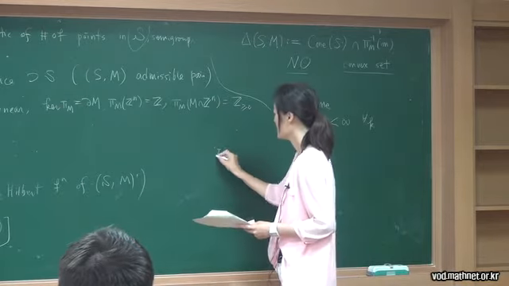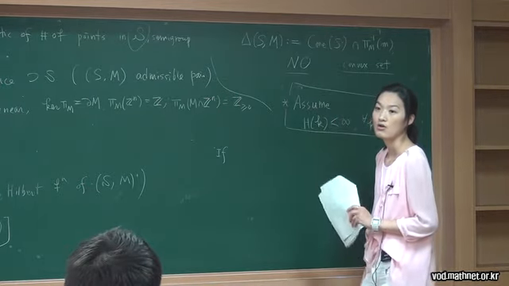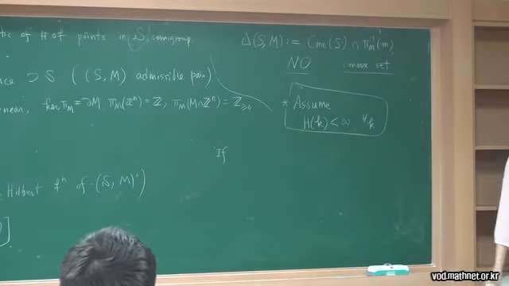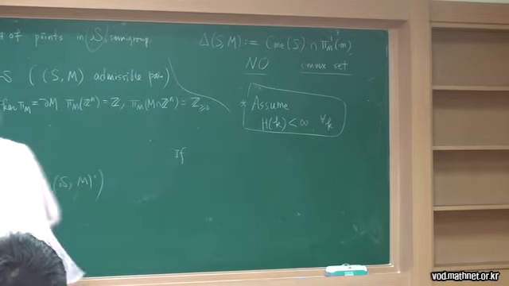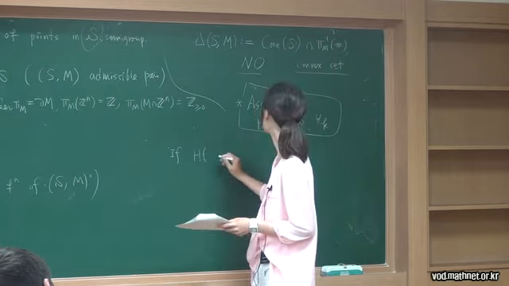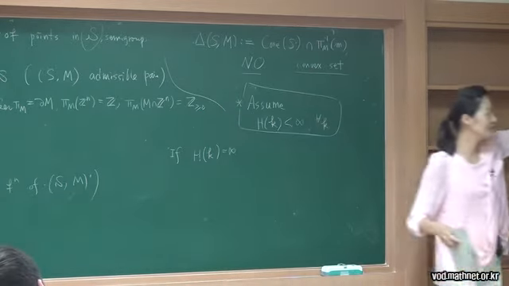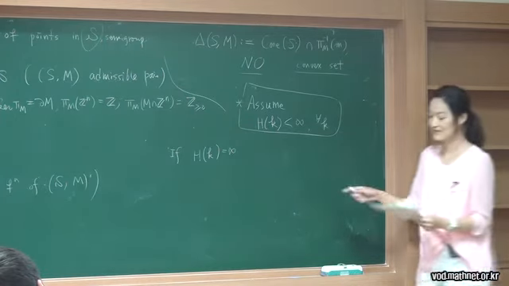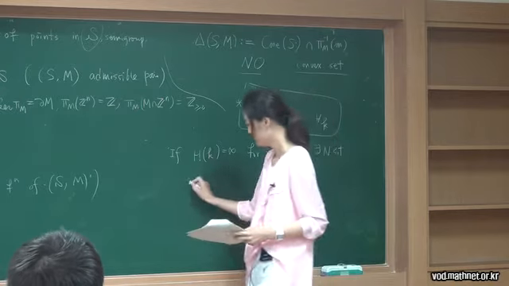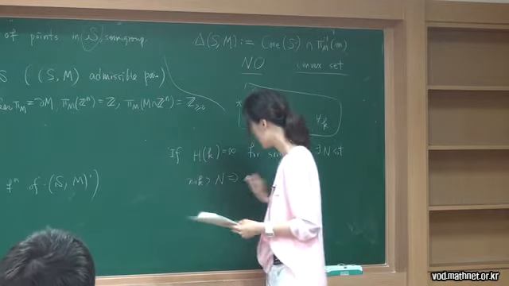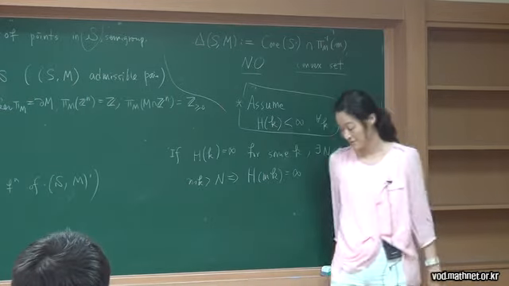What I mean is that h_k is always finite. For each level, it's a finite number. The reason I'm assuming this is that if h of k is infinity at a certain point, meaning the number of points is infinite for some k, then there exists n such that if mk is greater than n, then h of mk is always infinity. So the asymptotic will obviously be infinity.